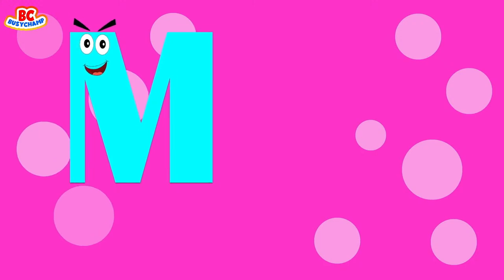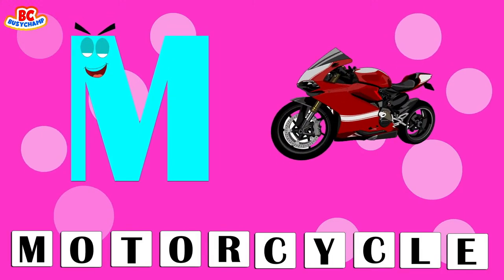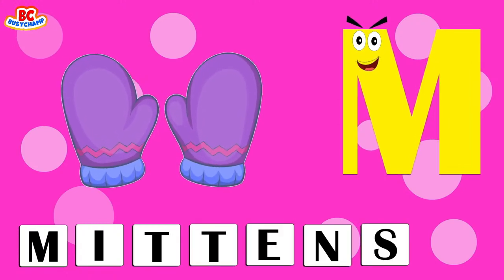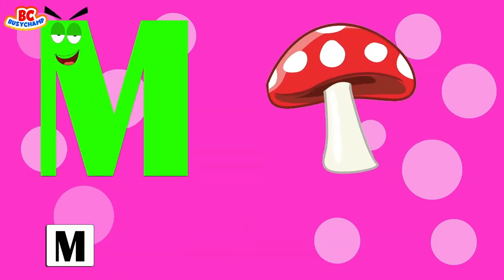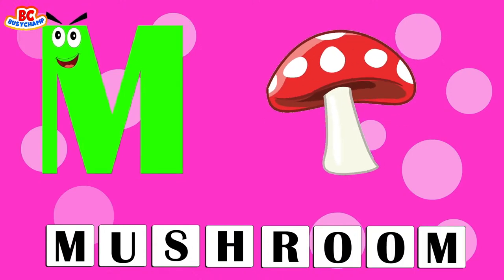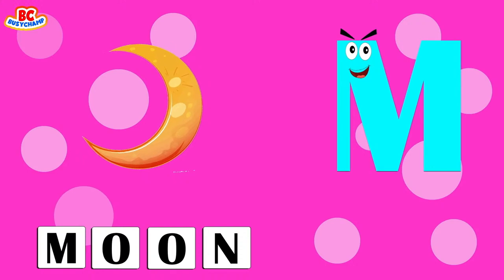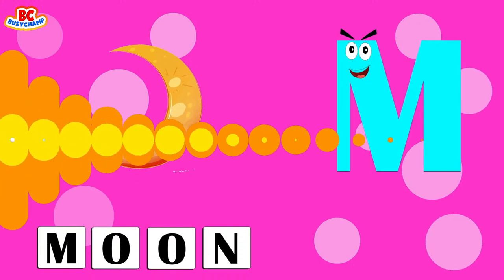M is for motorcycle, ma, ma, motorcycle. M is for mittens, ma, ma, mittens. M is for mushroom, ma, ma, mushroom. M is for moon, ma, ma, moon.